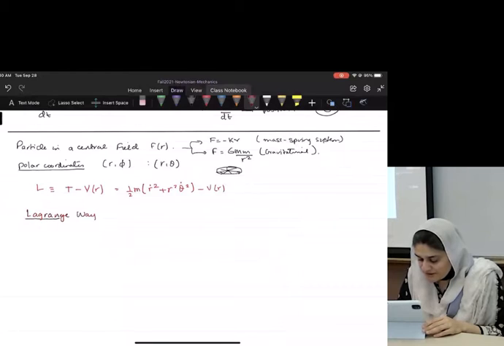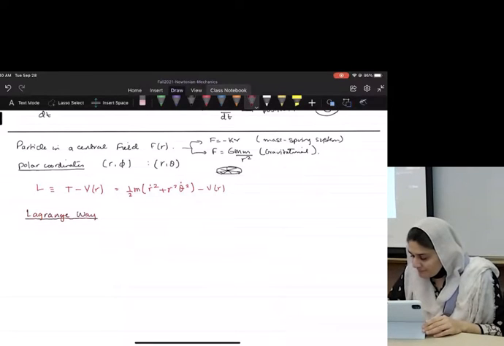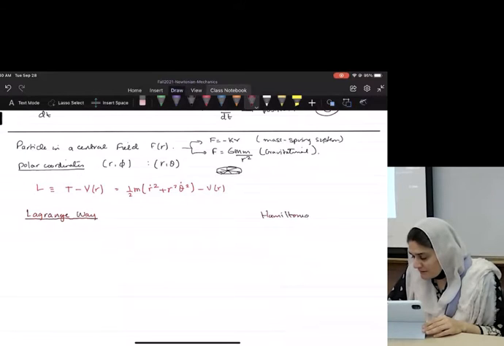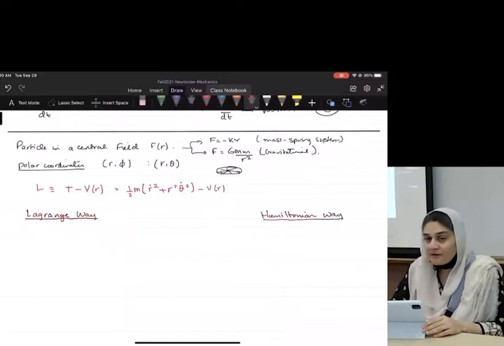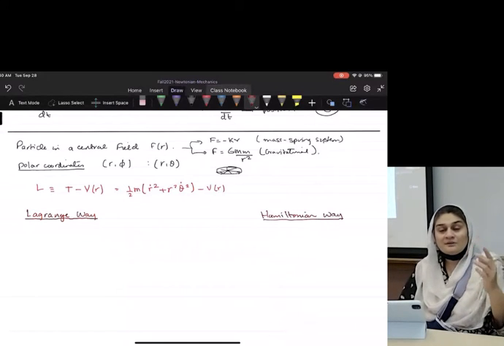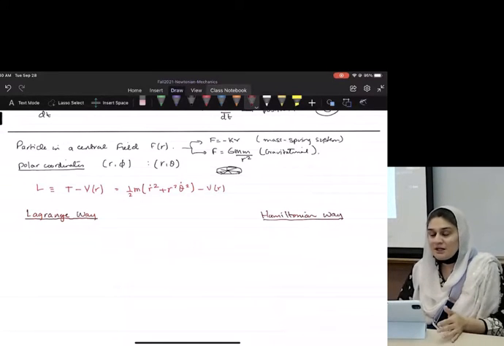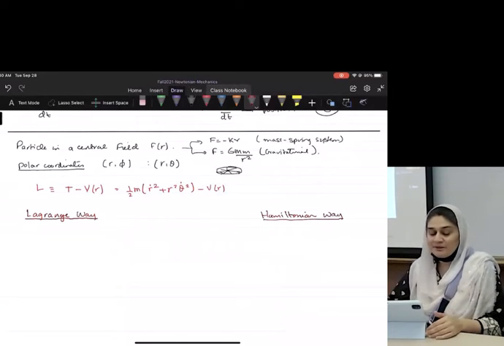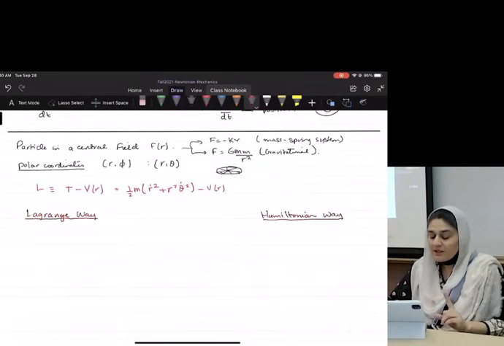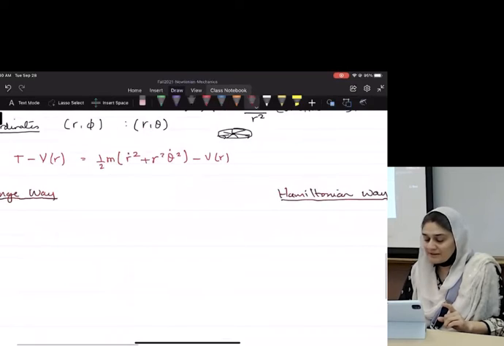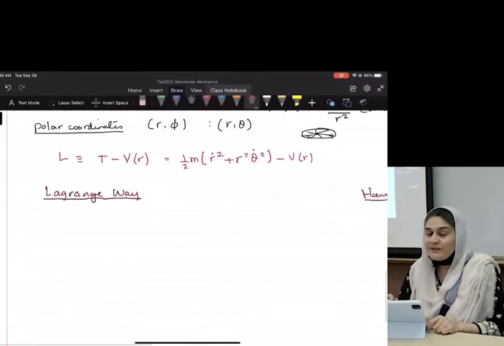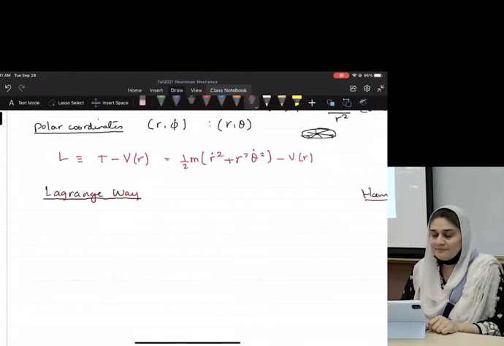And I want you to take your steps out. And then on this side, we're going to do the Hamiltonian way. Okay, so I want you to, on your left side, put Lagrange. On your right paper, put Hamiltonian. So when we are looking at the Lagrange way, we have two coordinates, right? r and theta. How many equations should we have?